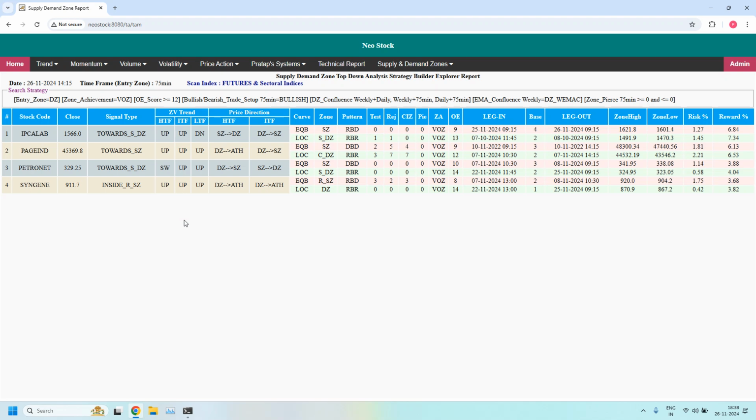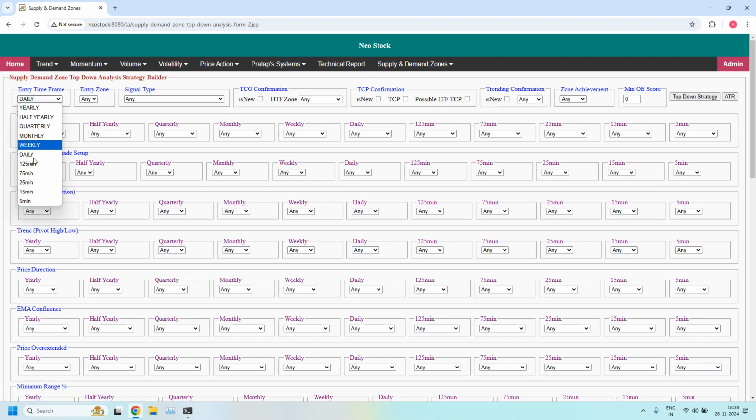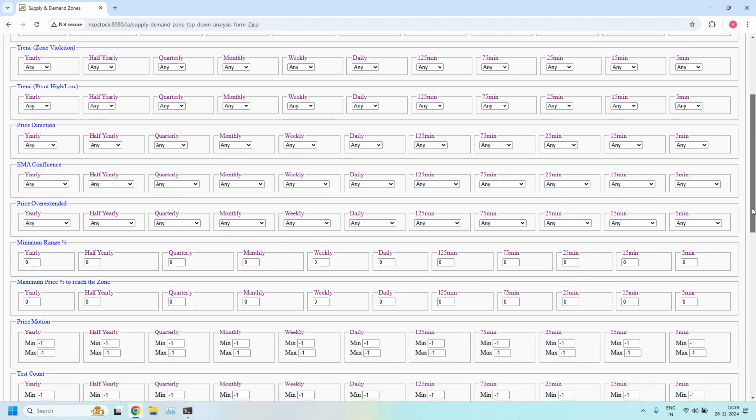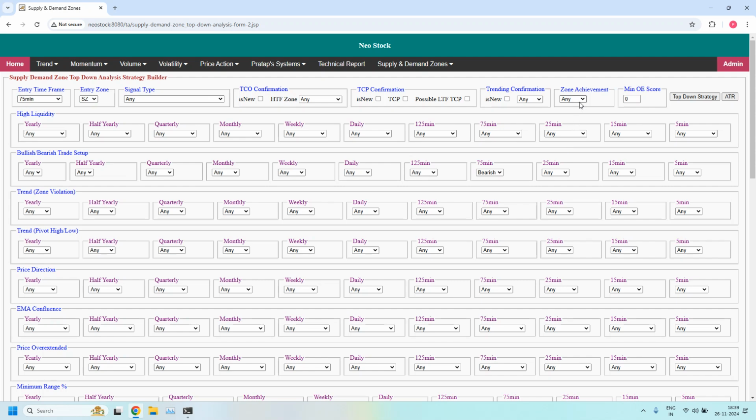Okay, next let us look for a bearish trade setup for weekly income trade. Entry time frame 75 minutes, entry zone supply zone, bullish or bearish trade setup at 75 minutes. I am selecting bearish. This 75 minutes supply zone should not be pierced. So in the pierced count, 75 minutes time frame, minimum value 0, maximum value 0. Zone achievement violated opposing zone, minimum odd enhancer score is 12. All 3 filters are applied to the 75 minutes supply zone.